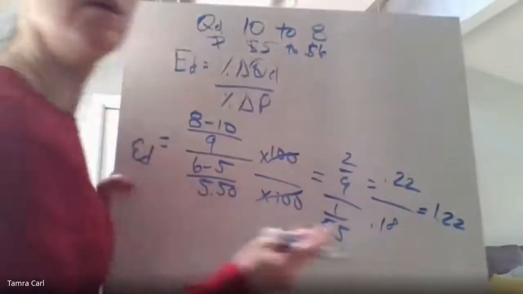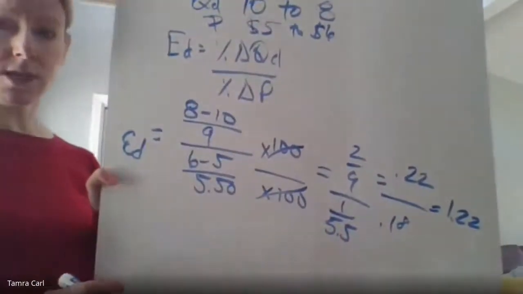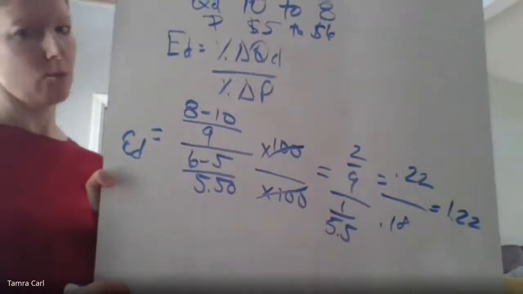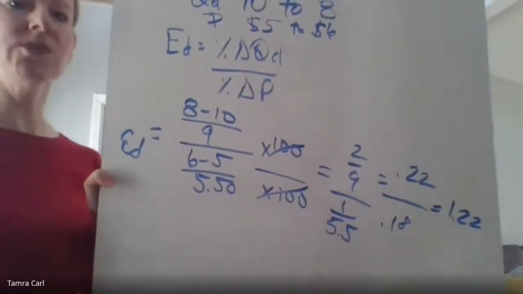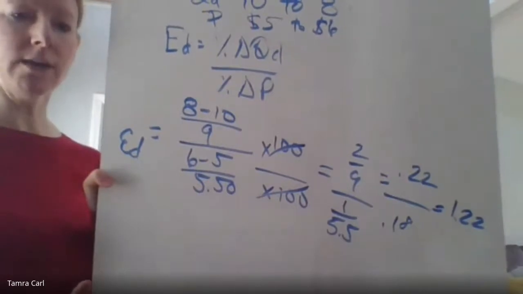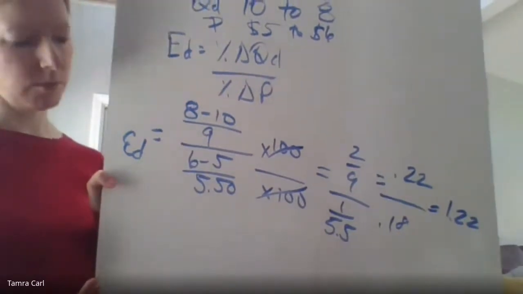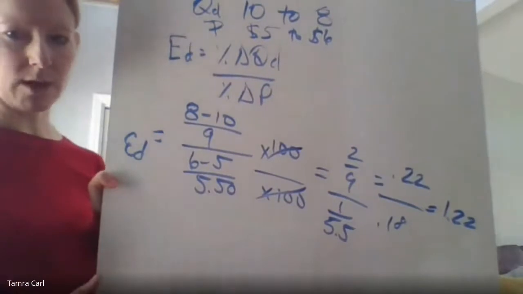And so now this here is telling me that that good is elastic. Why? Because the percentage change in quantity demanded is greater than the percentage change in price. You know, if that's what they're coming back to or asking me to talk about when I'm doing this.